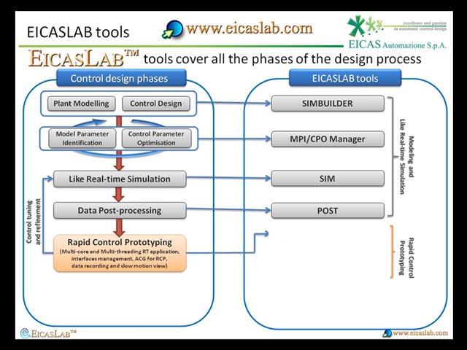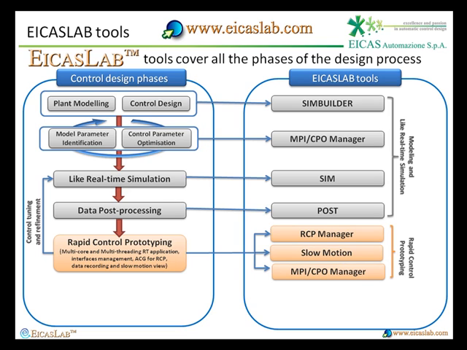The next operative mode or control design phase is the so-called rapid control prototyping. EICASLAB offers the RCP Manager tool that allows to perform in real-time experimental trials by piloting the real plant with the EICASLAB RCP platform that executes in real time your control code. The slow motion tool allows an offline repetition of the trials starting from data recorded by the RCP Manager tool. And the MPI CPO Manager tool still allows to perform the model parameter identification and control parameter optimization for control tuning and refinement in seamless connection with the RCP Manager tool.